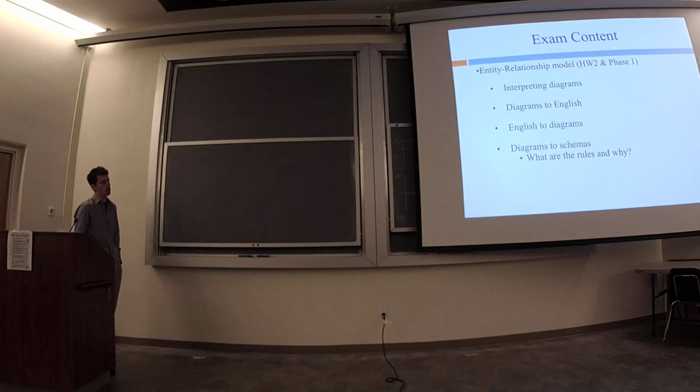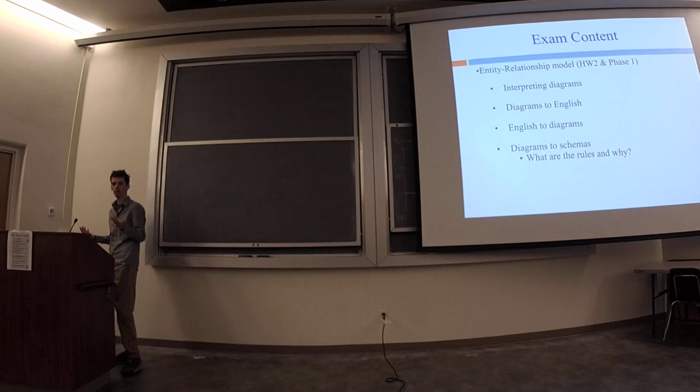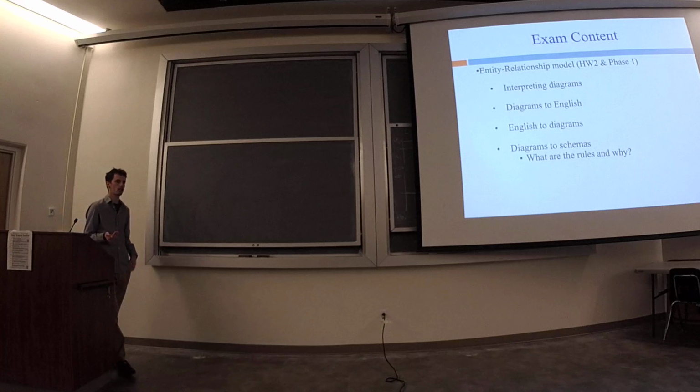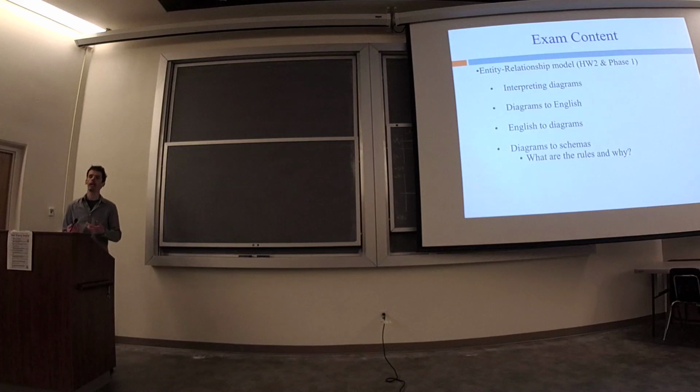So the kind of question I might give is something like, if I give you a diagram, give me an English description of what it means. Or maybe ask a more specific question like, can a student enroll in multiple classes if I gave you some diagram? Or the other way around. If I give you an English description, produce a diagram that represents that. What are the rules and why? So not just like many-to-many means create your own table. Why do we create a table for a many-to-many relationship?